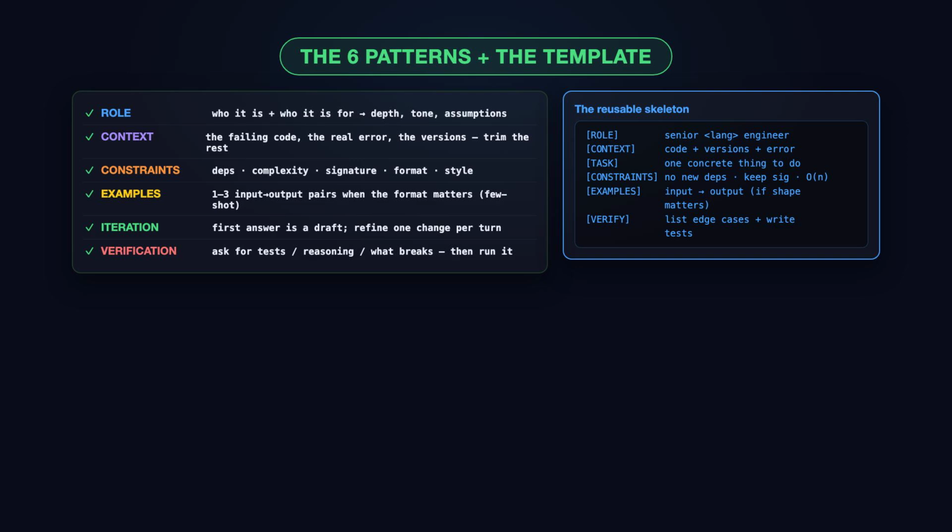And here's how they fit together into one reusable skeleton you can keep right by your keyboard. Open with the role. Then the context, code, versions, error. Then the single concrete task. Then your constraints. Then a couple of examples, if the shape matters. And close by asking it to list the edge cases it did not handle, and to write the tests. Role, context, task, constraints, examples, verify.